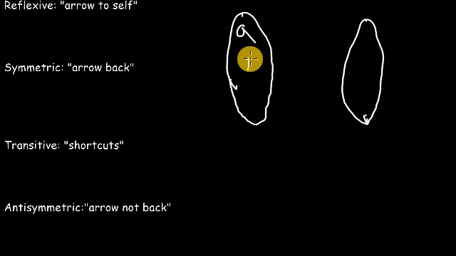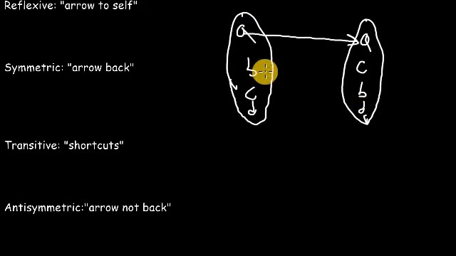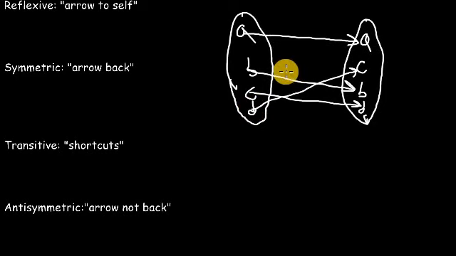I have A, B, C, D. I have A, C, B, D. A is produced to A, B is produced to B, C is produced to C, or C is produced to D, then D is produced to C. This is an example of a symmetric relation. Why? Because it has an arrow back.